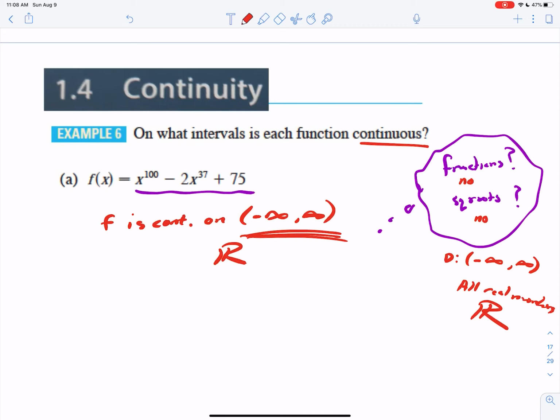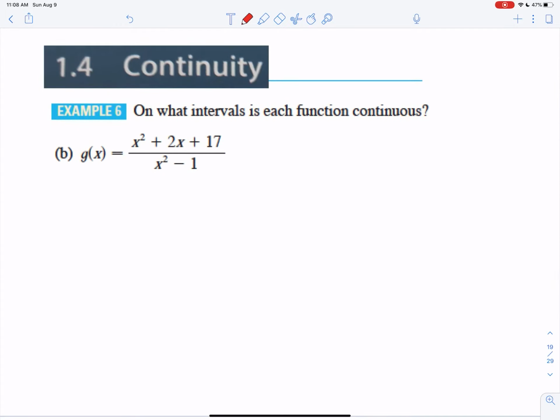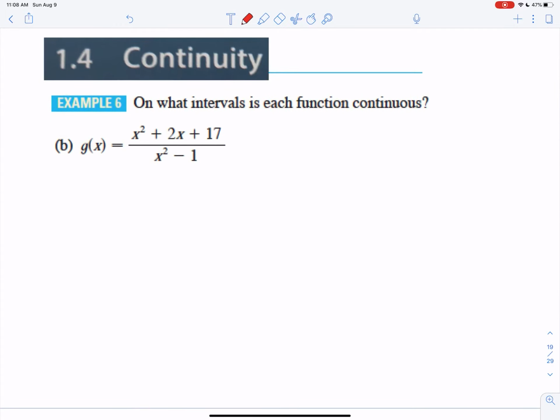Okay? Let's do a couple more. Here's part B. Play when ready. Okay. We have to figure out where the function is continuous. So before we do, let's think about domain. So our thought bubble, right? Do we have square roots?